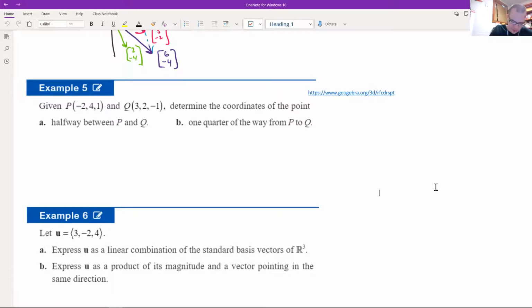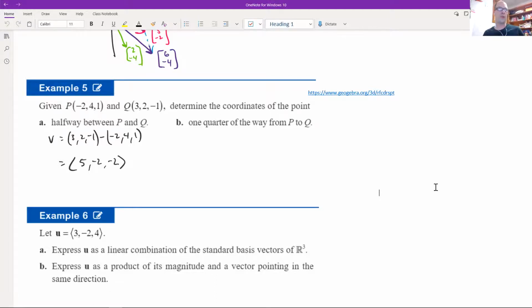To make a vector v between P and Q, we want to start at the terminal point. Well, at least the terminal point comes first, and then we subtract off the initial point. And our vector v would look like 3 minus -2 is 5. 2 minus 4 is -2, and -1 minus 1 is -2. All right, so our vector is 5, -2, -2.